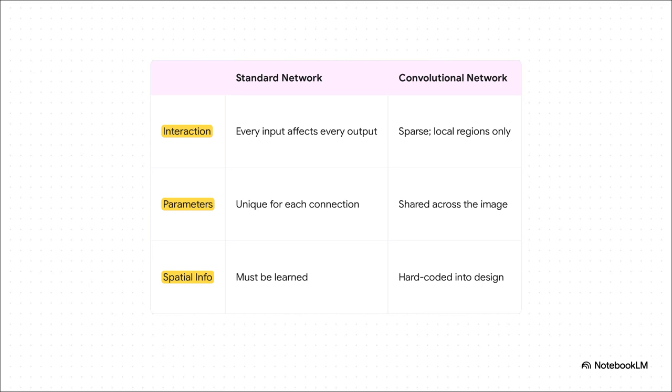Let me break down the core difference here, because it's a big one. A standard network just connects everything to everything else. It's a total free-for-all, just a mess of connections. But a convolutional network, the smarter approach, is way more disciplined. It only looks at small, local patches of pixels at a time, and this is the killer feature. It reuses the same connections, the same little feature detectors, all over the image. It's about working smarter, not harder.